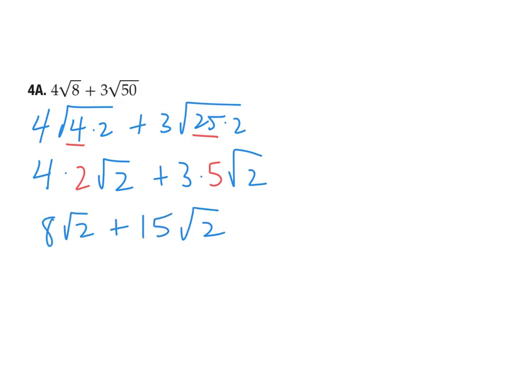Okay. And so this one works out well because I have the same radical left. So what we're going to do is treat those like terms. Okay. So like terms happen when we have the same variable. In this case, we don't have any variable, which is why I put like terms in quotation marks, because it's not technically like terms. But if I have 8 square roots of 2 and I add it to 15 square roots of 2, what do you think I will get?